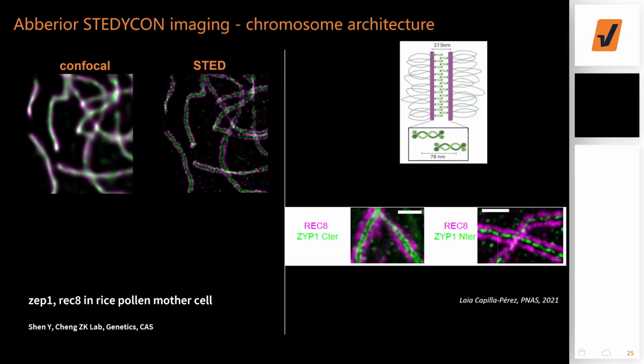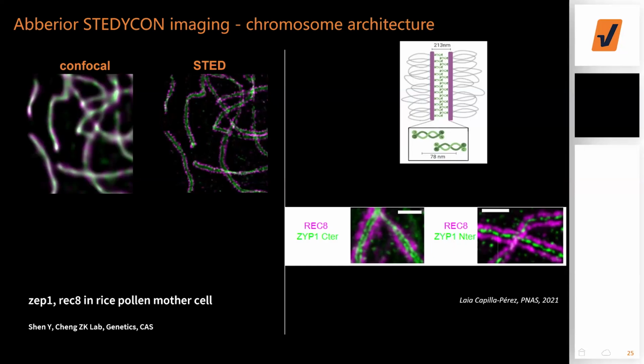Based on this information, you can draw the diagram. The N-terminal is organized in the center, while the C-terminal is pointing to the side, beneath the REC8 scaffold protein. And you can measure the distance, as you can see here, 213 nanometer. And our Staticon is 30 to 40 nanometer, so we can easily resolve this structure.